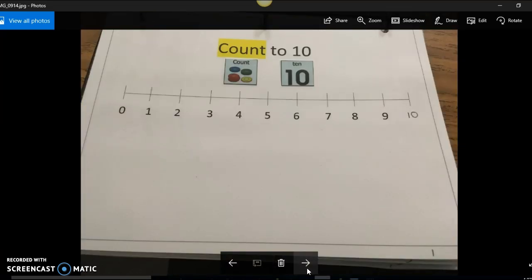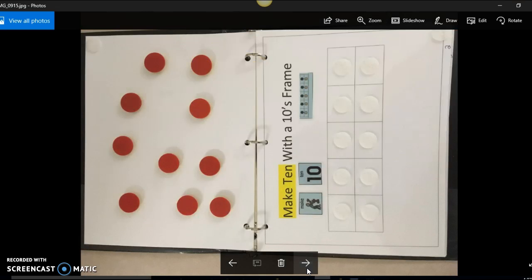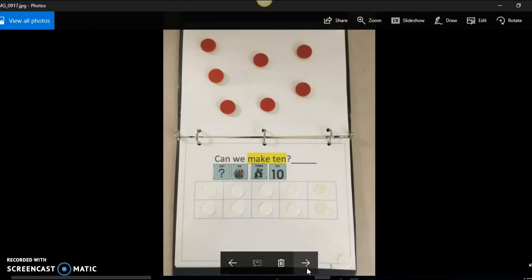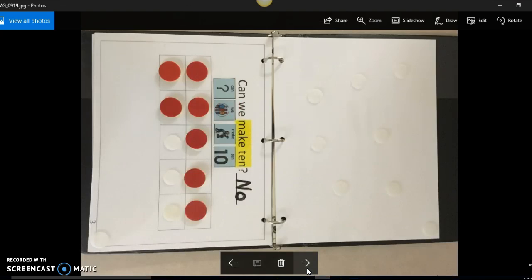And then the first page is count to 10, a review of counting to 10. Then the next page is make 10, just an example of making 10 or a review of making 10 with a tens frame. And then that's the page completed. And then can we make 10 with this tens frame and the amount of counters that we have? And you can see after placing the counters on the tens frame that no, we can't.